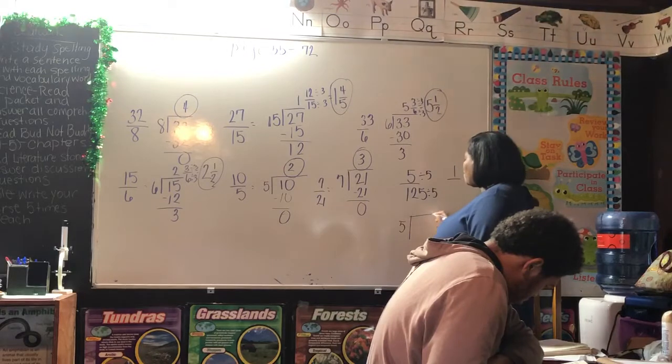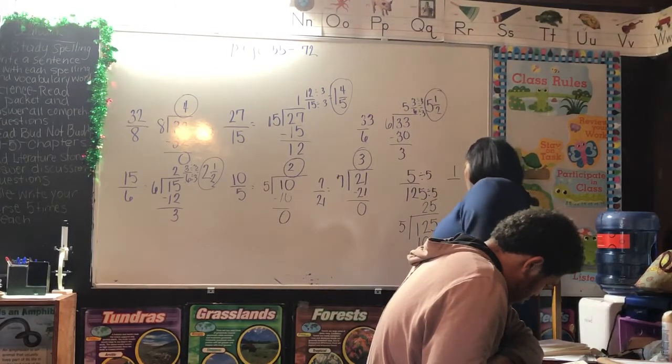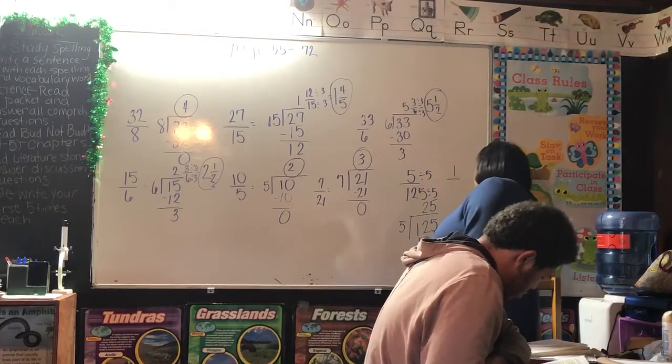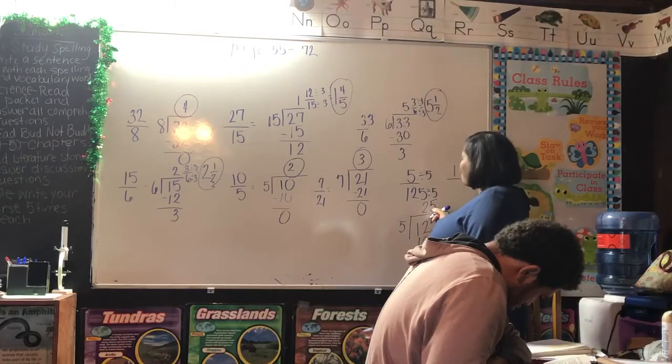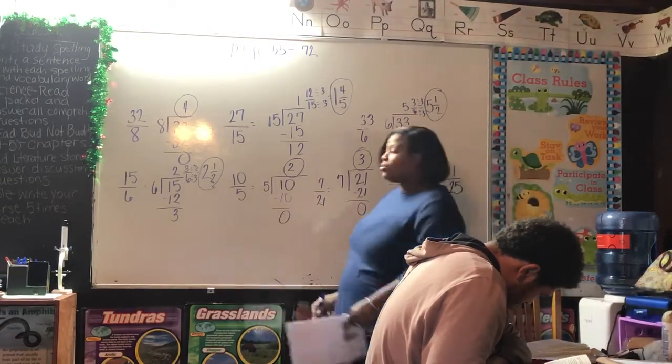I'll write it out. How many times? 5 goes into 125 how many times? 25, right? 1 and 2, 25.